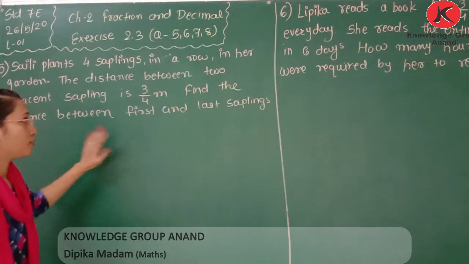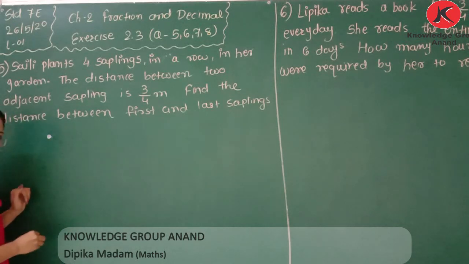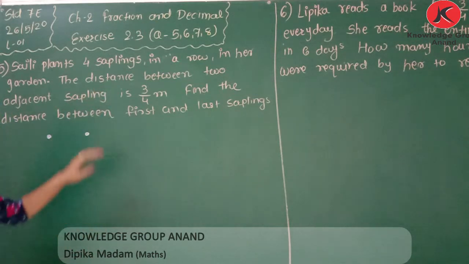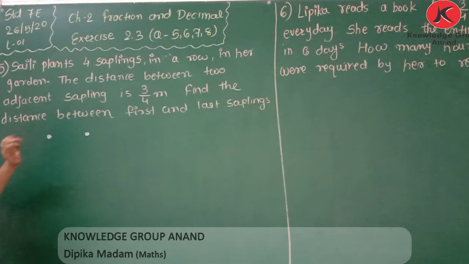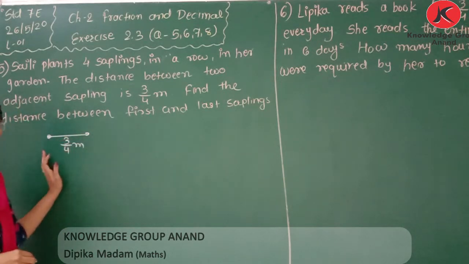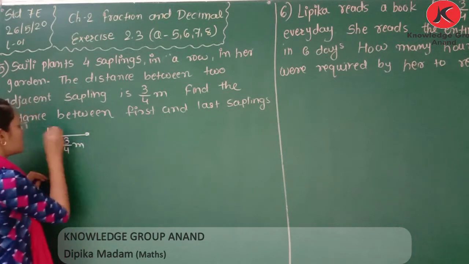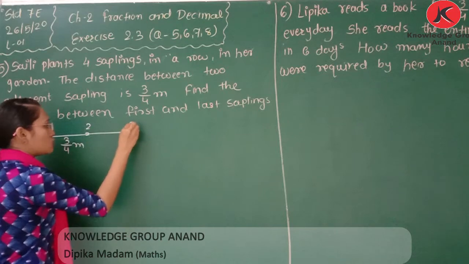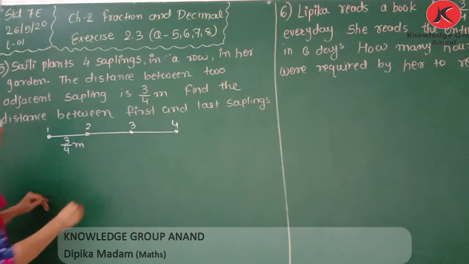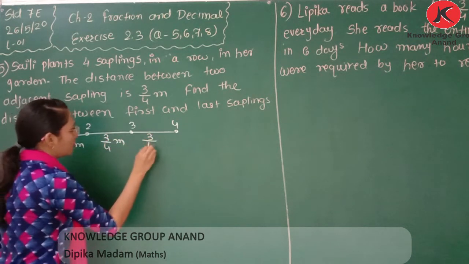First of all, we will understand this example with some drawing. So this is the first sapling and this is the second. In the statement, it is written that the distance between two saplings is 3 by 4 meter. How many saplings are there? 4. So this is first, second, after that third and fourth. So this distance is 3 by 4, this is also 3 by 4 and this is also 3 by 4.